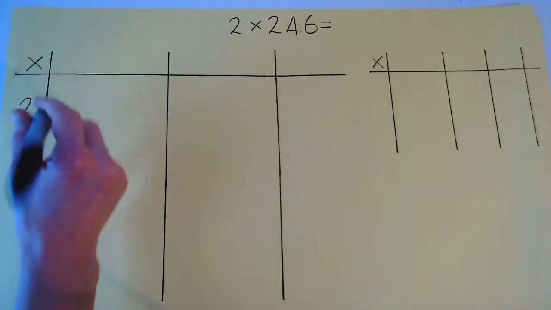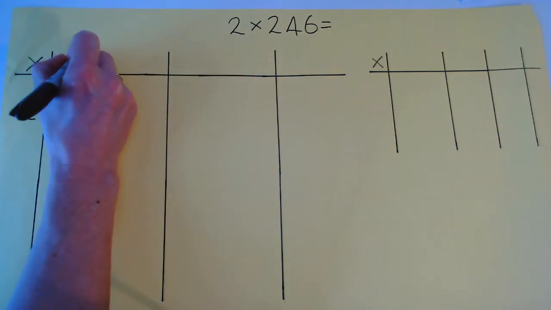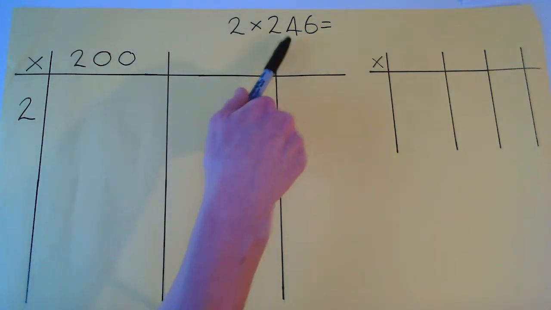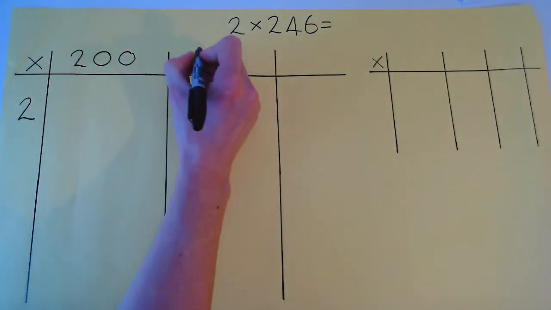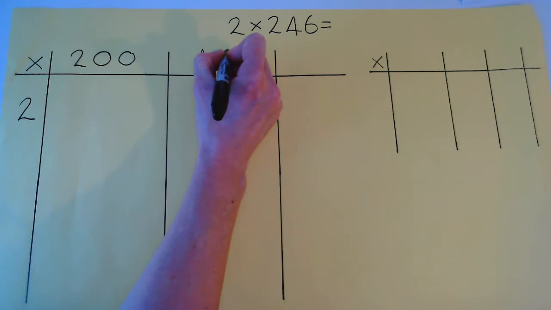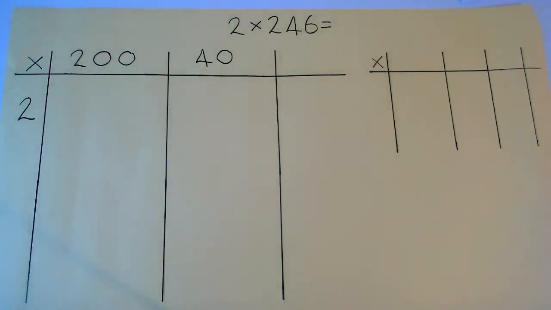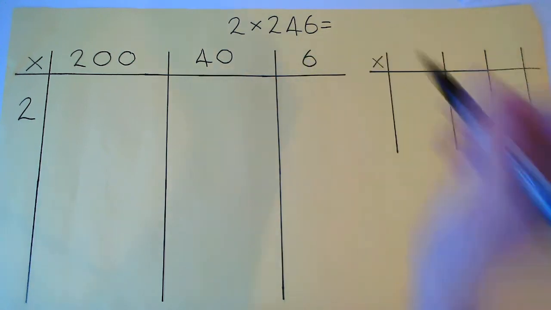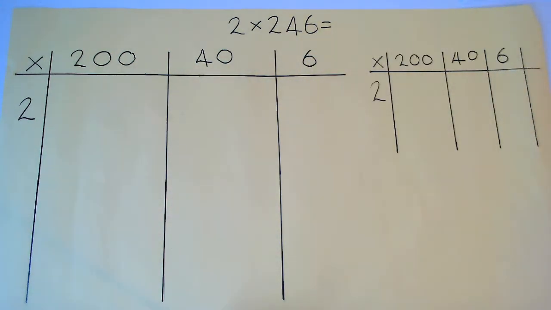So we've got 2 hundreds, haven't we? So we write 200 here. And then our tens. So we have 4 tens. So that's 40. And our ones, we have 6 ones. So I'm going to use my Deans.